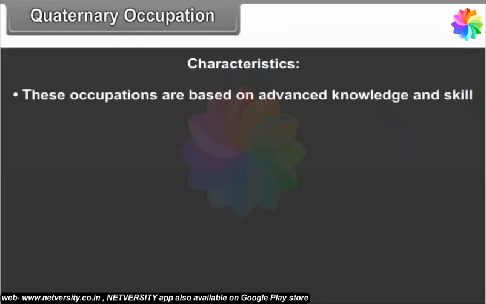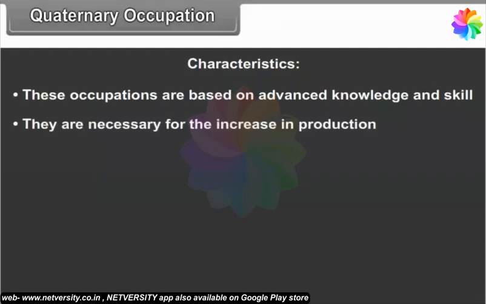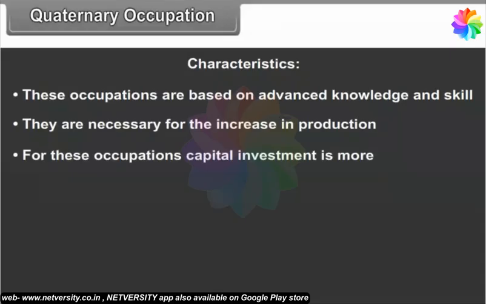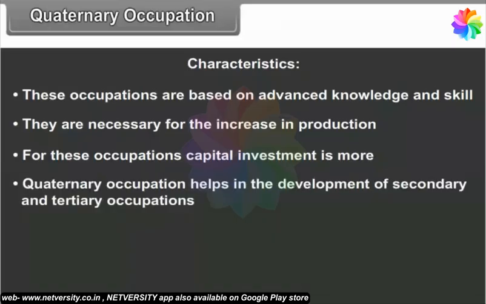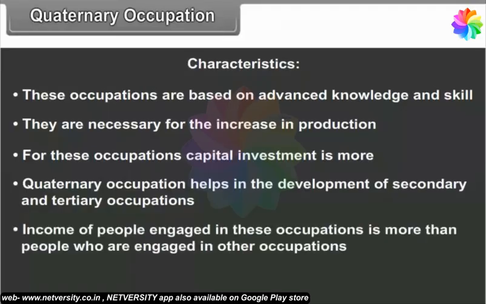Characteristics. These occupations are based on advanced knowledge and skill. They are necessary for the increase in production. For these occupations, capital investment is more. Quaternary occupation helps in the development of secondary and tertiary occupations. Income of people engaged in these occupations is more than the people who are engaged in other occupations.